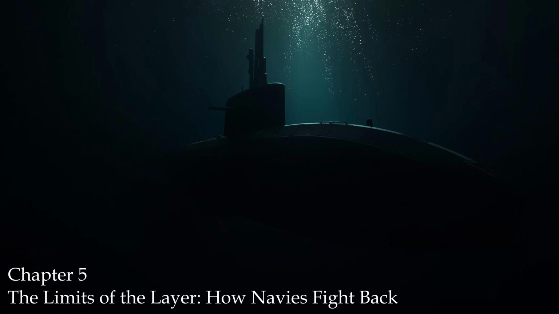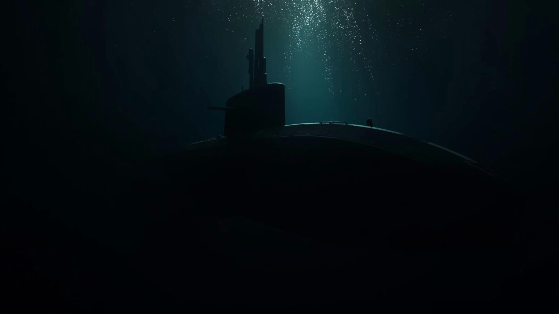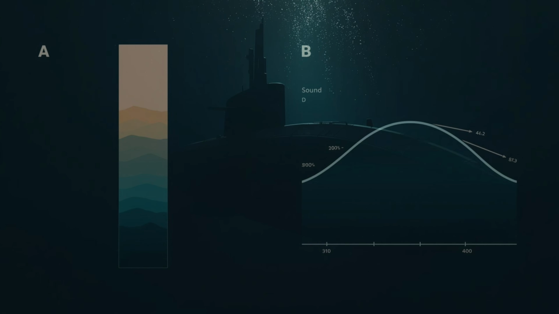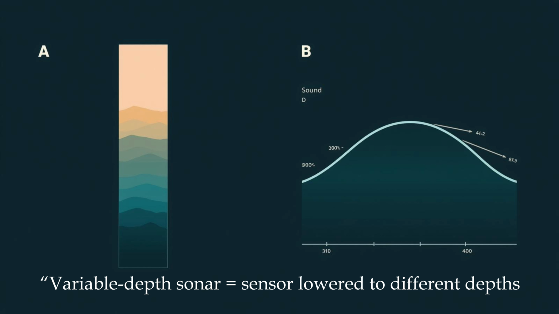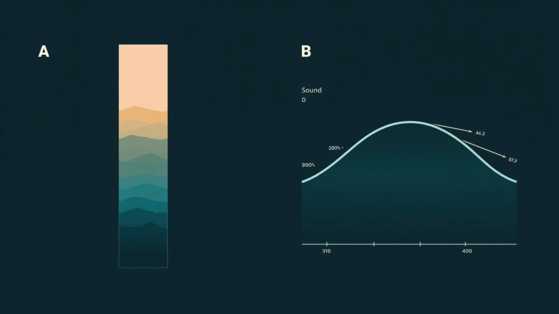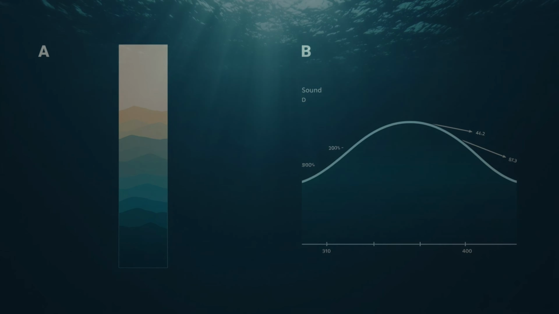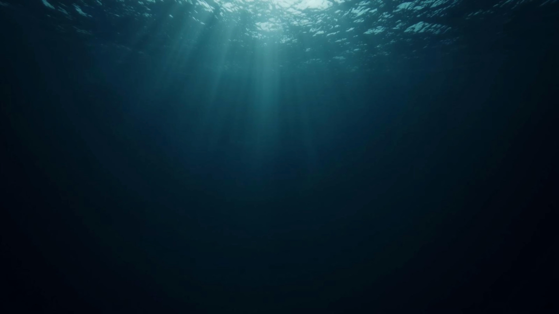5. The limits of the layer. How navies fight back. It is tempting to think of the thermocline as a kind of stealth switch. Just dive under the layer and you are safe. Reality is less comforting. Modern navies know about thermoclines. They measure them, model them, and exploit them. A surface ship can lower a variable depth sonar, a towed body that can be placed at different depths. Helicopters can deploy dipping sonar, lowering a small sonar head into the water to look under the surface layer. Aircraft can drop sonobuoys, floating sensors that listen at multiple depths, then send data back by radio.